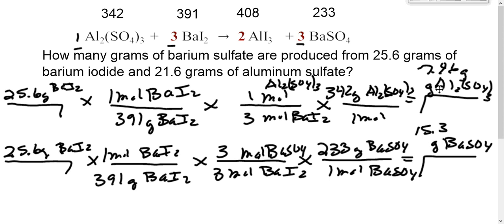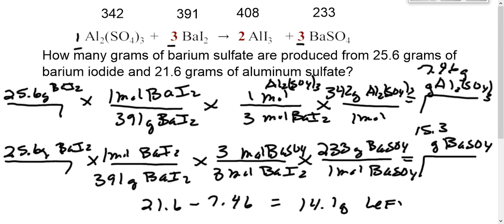And speaking of which, what if I wanted to know how many grams of aluminum sulfate are left over? Well, then what I'll do is I'll take 21.6 minus 7.46. So 21.6 minus 7.46 gives me 14.1 grams left over. So I took the amount of grams I was given and I subtracted my 7.46 that I calculated before to get what's left over.